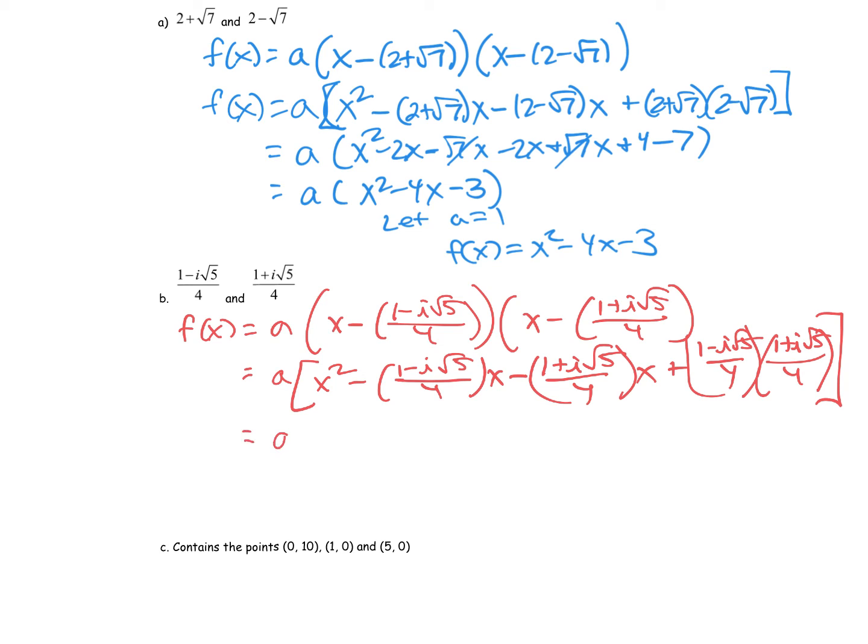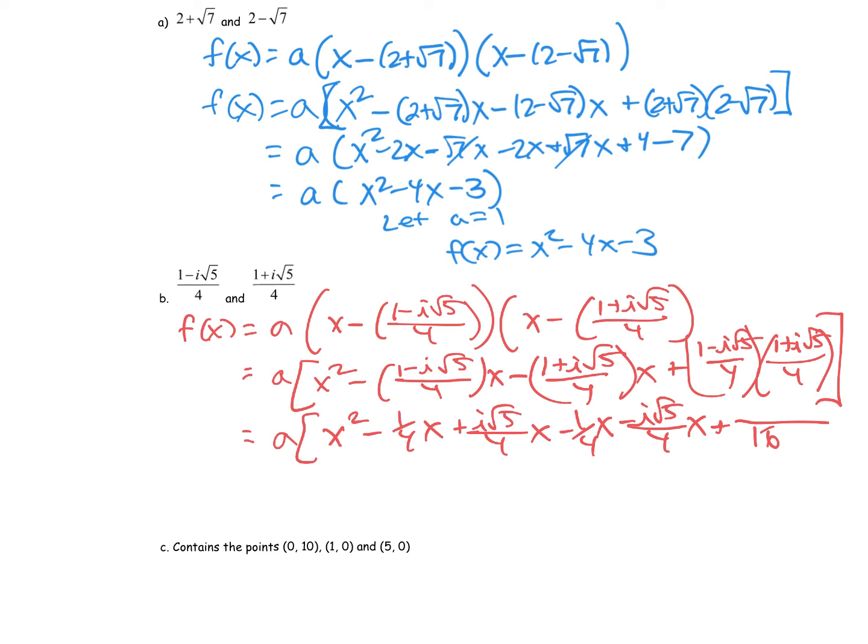Okay, so I've got x squared, and maybe I'll split up this fraction. It's going to be minus 1/4 x plus i root 5 over 4 x, then another minus 1/4 x minus i root 5 over 4 x. And then here, if I multiply, I've got the denominator 16, and then the numerator, luckily a difference of squares, so I'm going to get 1 minus 5i squared.